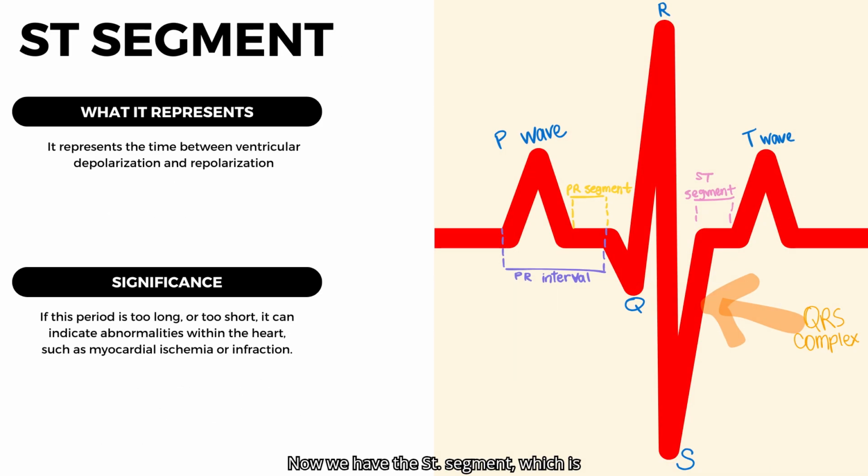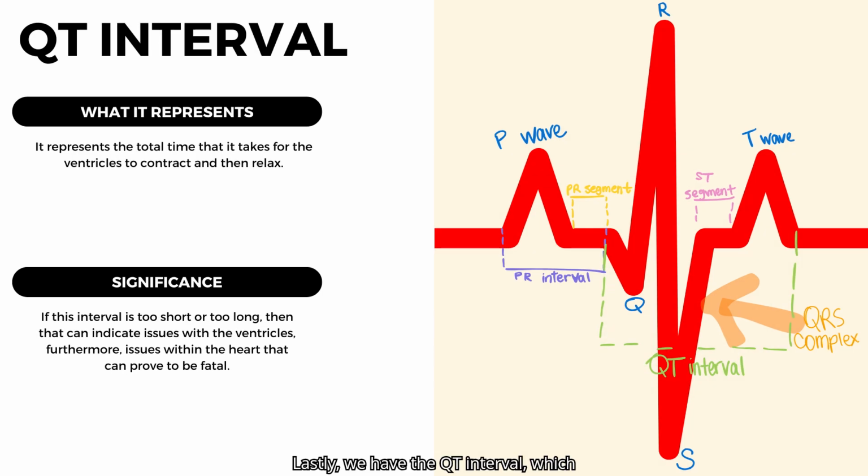Now we have the ST segment, which is up there in the pink, and this represents the time between ventricular depolarization and ventricular repolarization, which would be the T wave. The significance is that if this period is too long or too short, it can indicate abnormalities within the heart, such as myocardial ischemia or infarction. Lastly, we have the QT interval, which represents the total time it takes for the ventricles to contract and then repolarize or rest. This is important to note so that we can check to see if the patient's heart has any abnormalities or any issues.